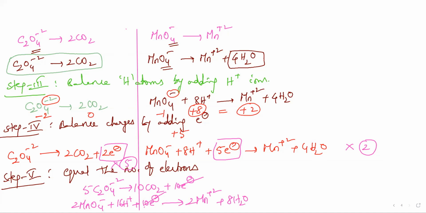Then anything else? Then write the total equation now. 5 C2O4 minus 2 plus 2 MnO4 minus plus 16H plus gives rise to 10 CO2. We are just adding both reactions. Plus 2 Mn plus 2, plus 8 H2O. Right?